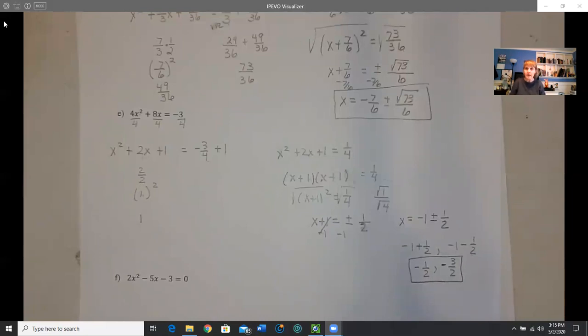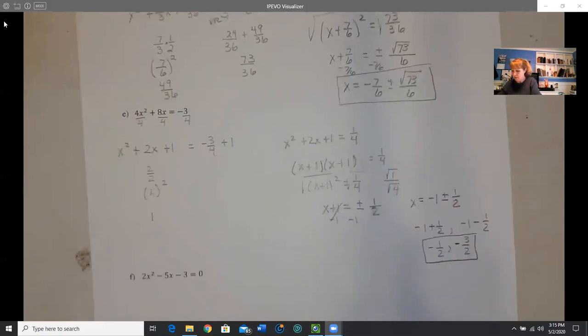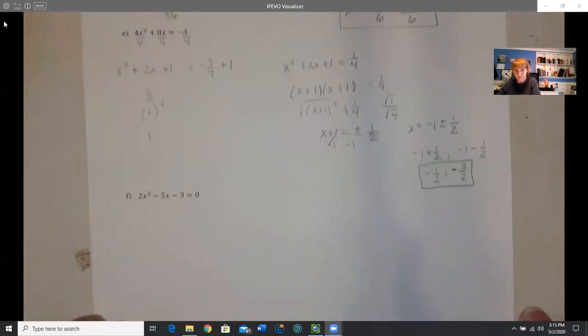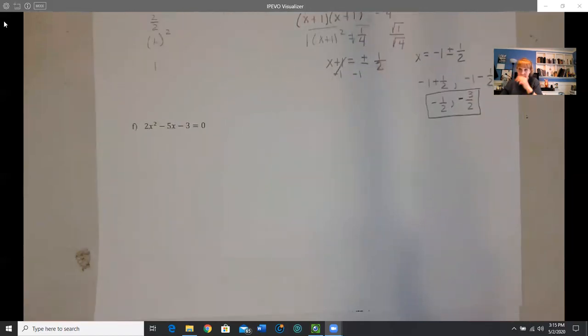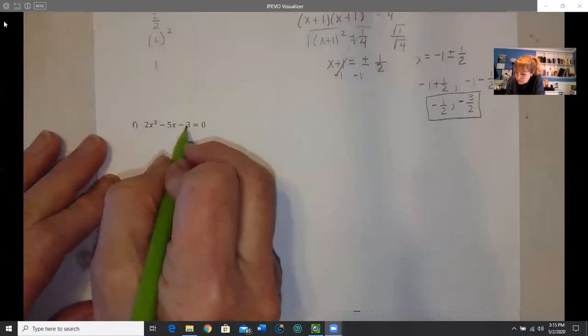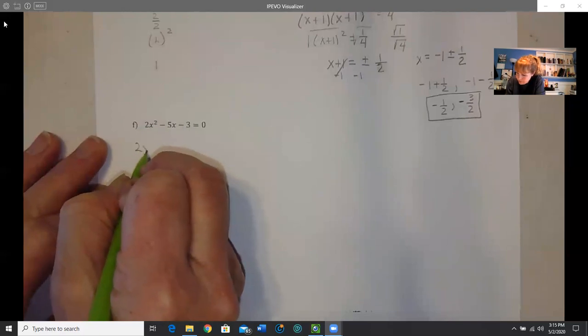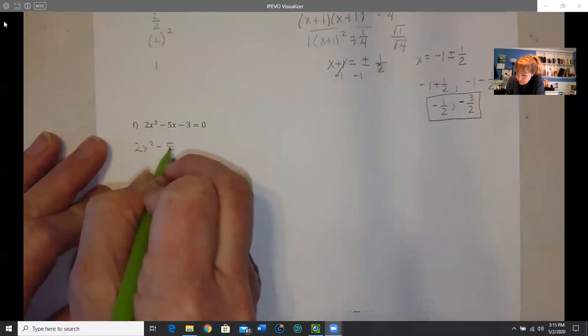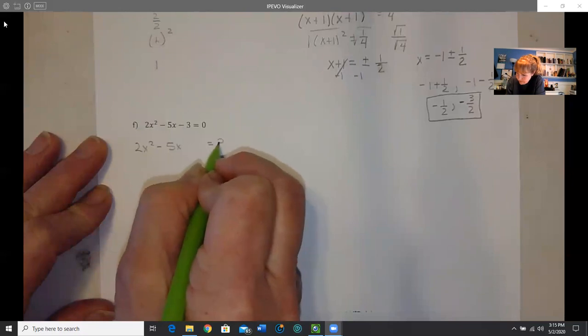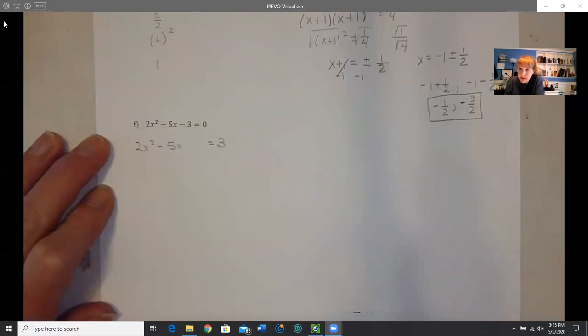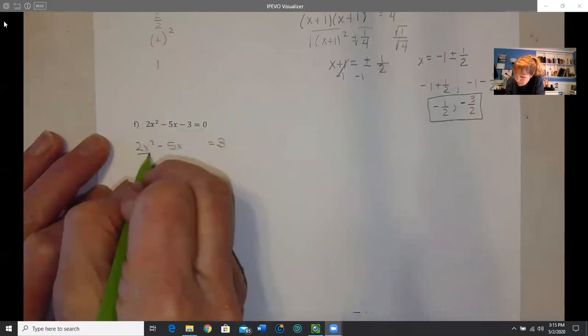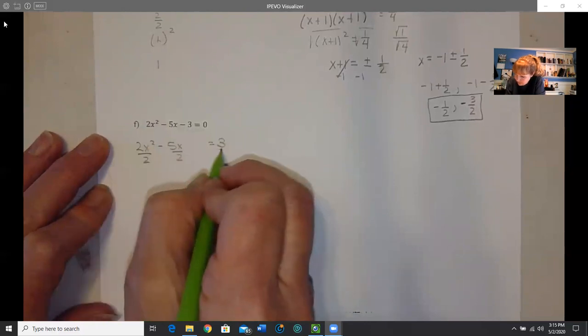All right. Last one. See what we can do here. And none of these had an i. We never had a negative in the radical. I'm not saying it can't happen, but in these cases, it's not. Okay, so here, let's move the 3 over. Divide everything by 2. This is our step 2. Divide by 2, divide by 2, divide by 2.